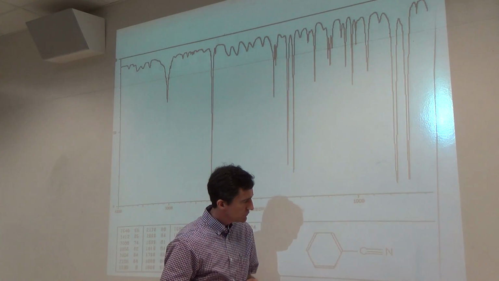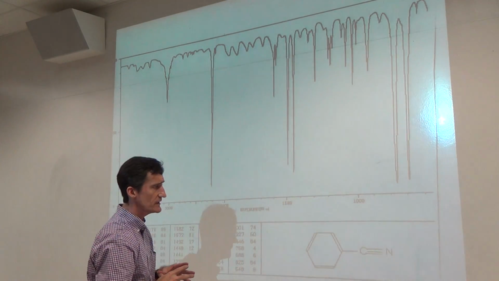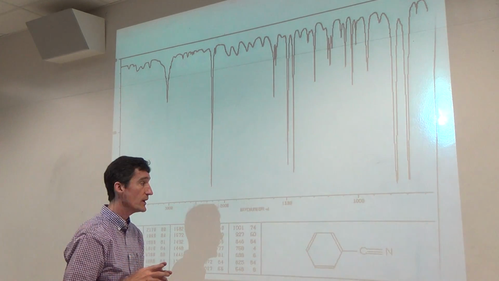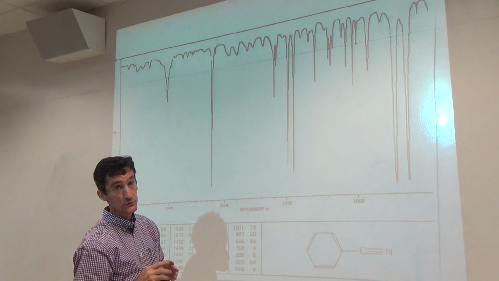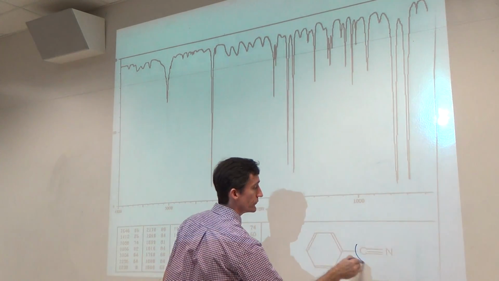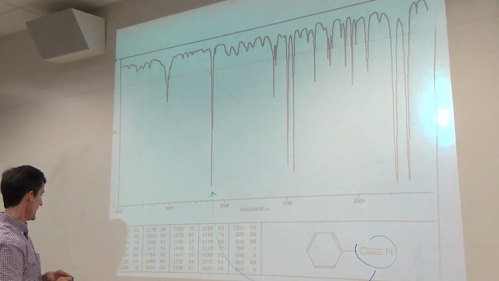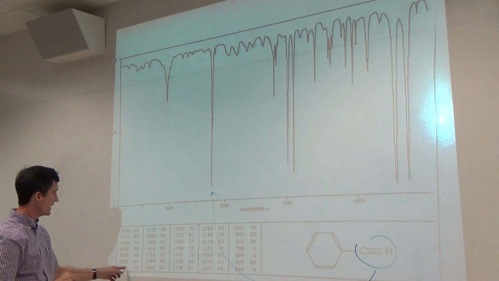This brings us to a nitrile or cyano group, C triple bond N. If you remember your triple bond region at about 2200, we look here, and indeed we have a pretty strong peak for your nitrile at about 2230. You see it's just above 2200.